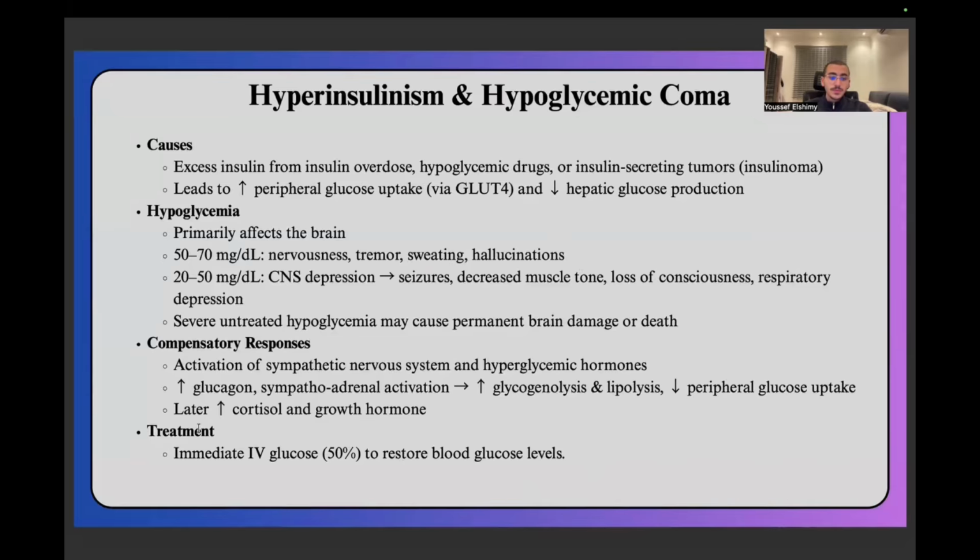So later there will be an increase of cortisol and growth hormone, and these also help in raising up the blood glucose. As a treatment, you give IV glucose 50% to restore blood glucose levels as soon as possible before causing permanent damage to the brain or death.